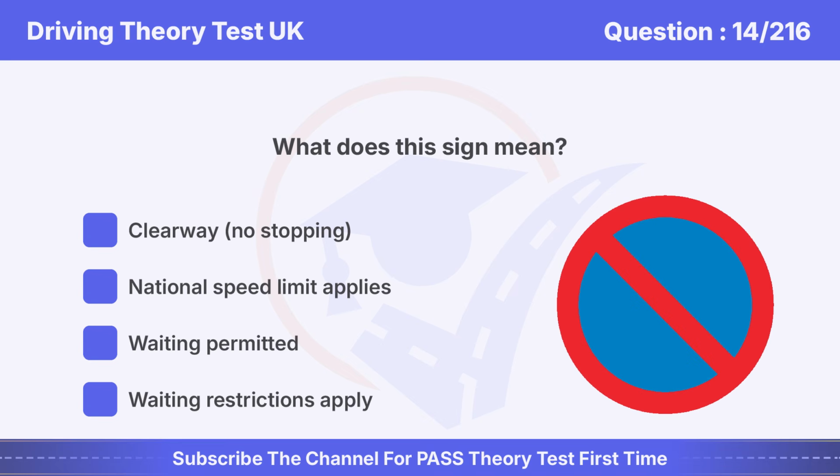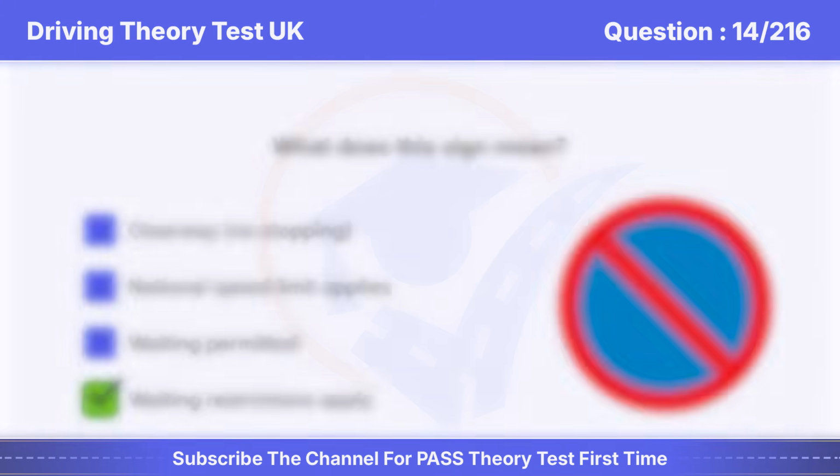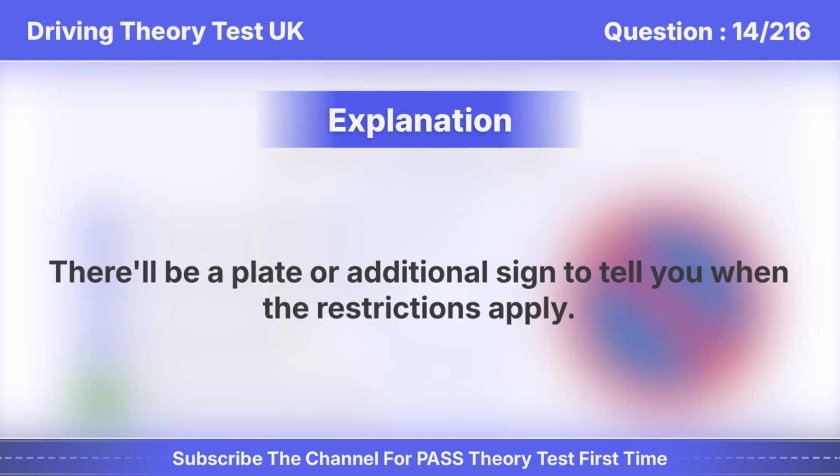Question 14. What does this sign mean? Answer is D. Waiting restrictions apply. There'll be a plate or additional sign to tell you when the restrictions apply.